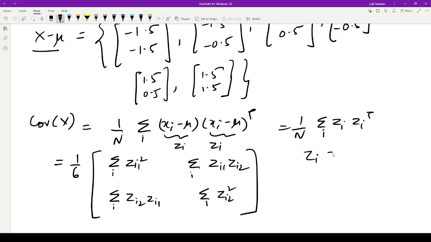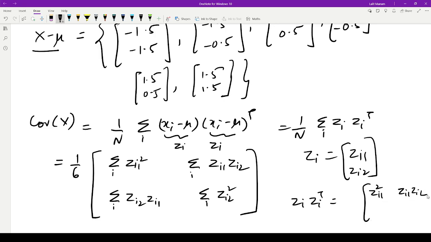So you can write zi as zi1, zi2. Given this, zi transpose will look like this, right? zi1 squared, zi1 zi2, zi2 zi1, and zi2 squared. So given this, we are just summing up such matrices 6 times. So we can just take the summation inside and it will look like this, right?